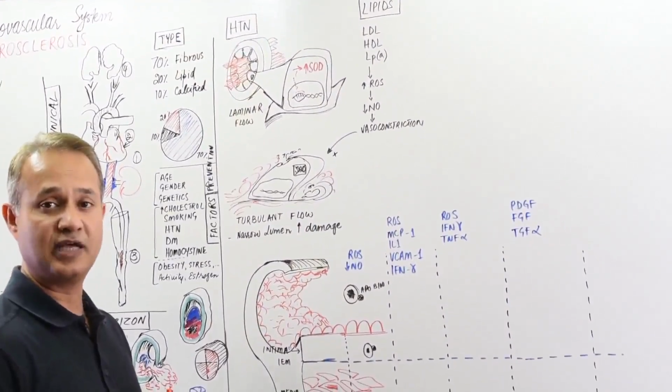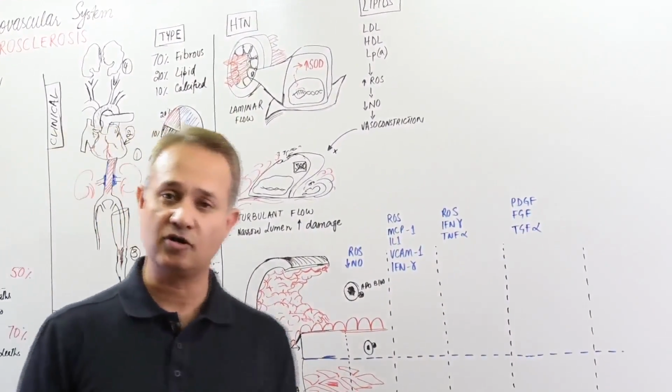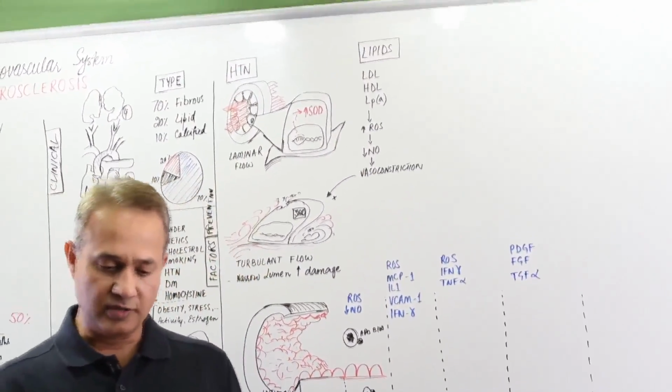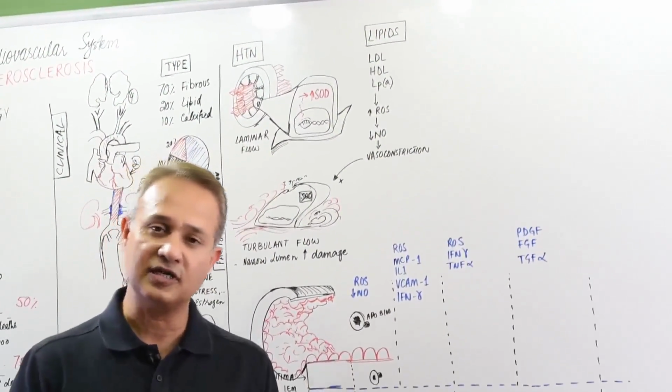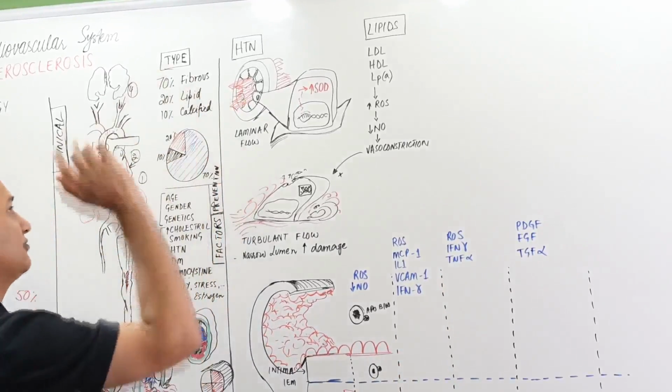lipids, or hypercholesterol or hyperlipidemias. There are other factors that can cause damage to the endothelium. For example, there are infections that can cause damage, and there are so many other factors. So let's start with the hypertension first of all.